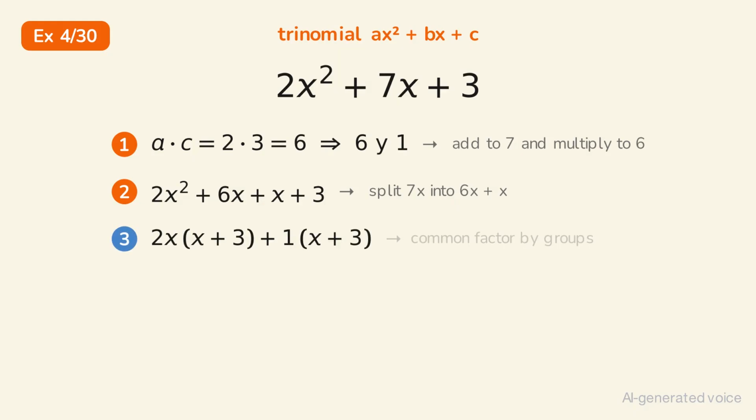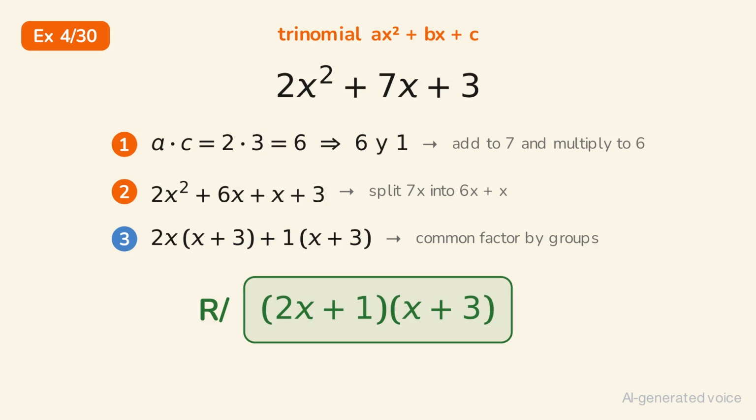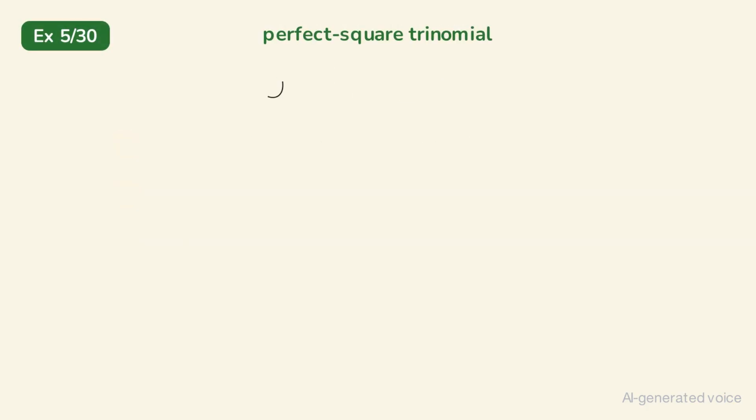Now we group in pairs and pull the common factor from the first, 2x times (x plus 3), from the others, 1 times (x plus 3). x plus 3 repeats, so we get (2x plus 1) times (x plus 3). Check. 2x times x, 2x², the middle, 6x plus x, 7x, and 1 times 3, 3. Perfect. We close the batch with a perfect square in disguise.